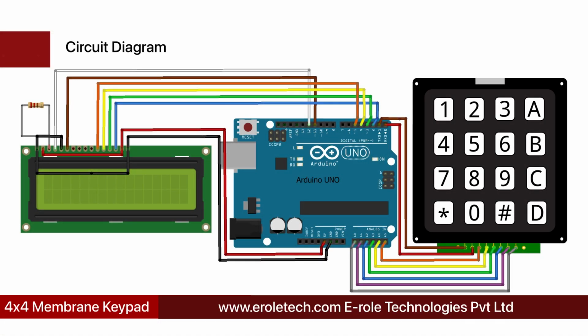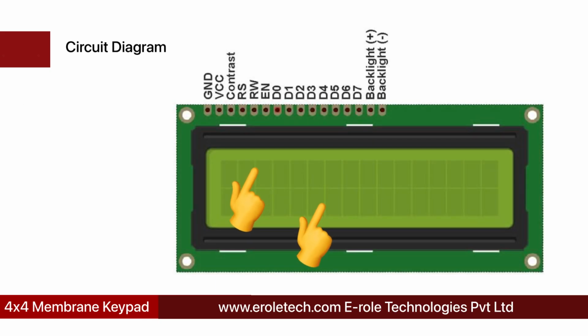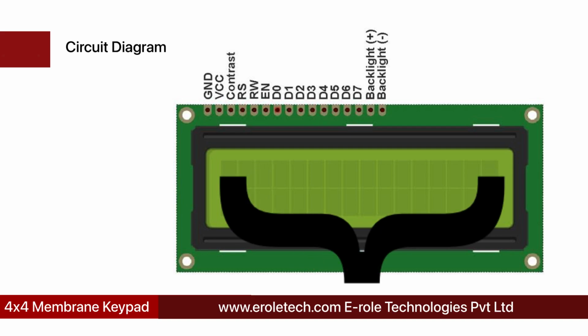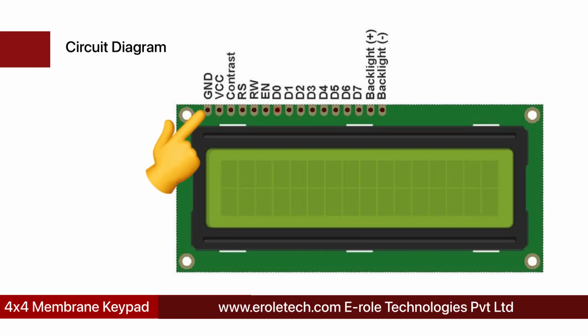Here is the connection diagram of this project. A 16x2 LCD display has 2 lines. Each line can display 16 characters. This display has 16 pins. First pin is ground, second is VCC, then contrast, RS, RW, enable, D0, D1, D2, D3, D4, D5, D6, D7, VCC, and ground. Pins 1 and 2 provide the supply for its internal circuitry, and pins 15 and 16 provide the supply for its backlight.